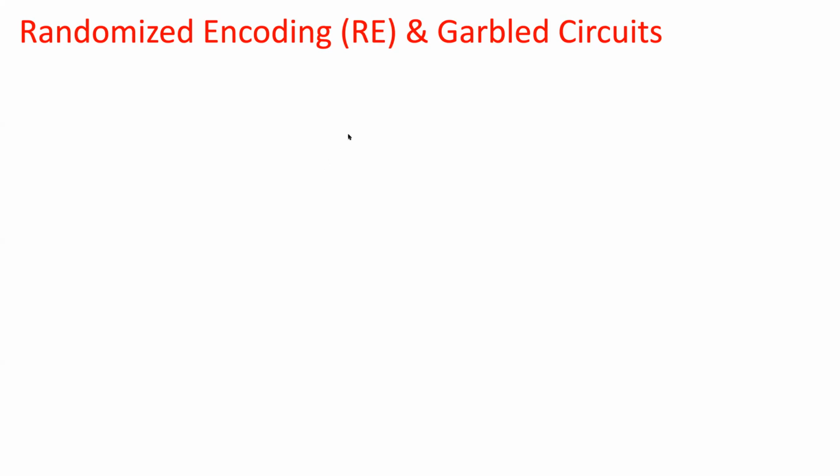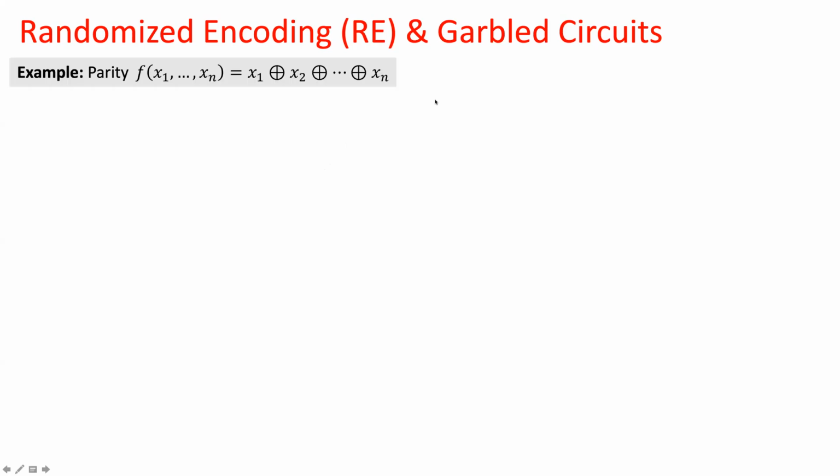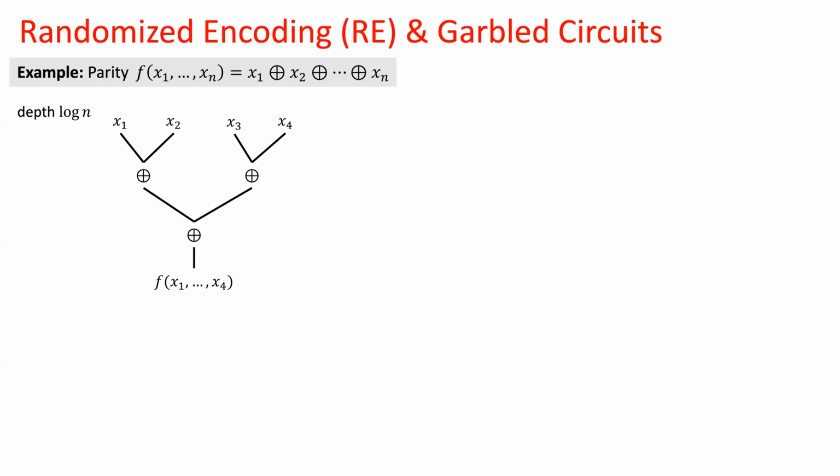So the notion of randomized encoding is a very fundamental notion in cryptography, and I'm going to explain it using the example of the parity function. This is just the XOR of n bits. How do you normally compute this function? Well, we're just going to have a tree of XOR gates. I'm taking n equals 4 here. I'm sure you can extrapolate to the general case. And this tree has a depth log n.